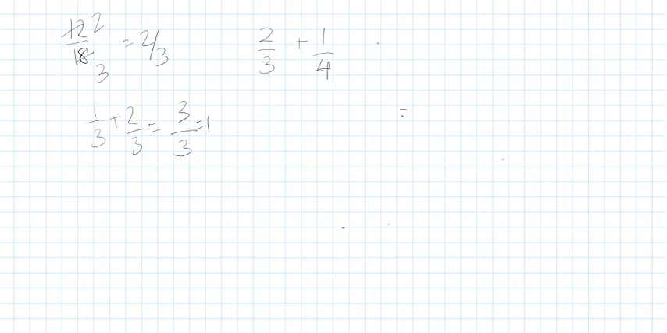Usually what you do is you multiply this denominator by the other one, and you multiply the other denominator by this one. So I will take the 3 and multiply it by the 4, and the 4 will be multiplied by the 3. Since you have multiplied by 4 in the denominator, you need to do the same in the numerator. Since you have multiplied by 3 here, you need to do the same in the numerator. So you end up getting 8 over 12 plus 3 over 12, and then it's just 8 plus 3, 11 over 12.